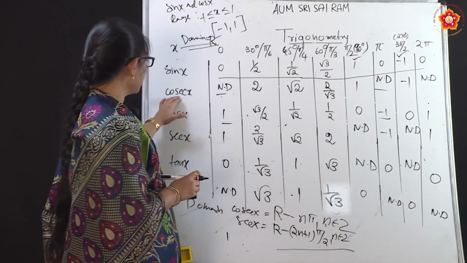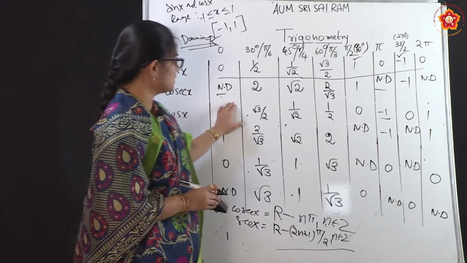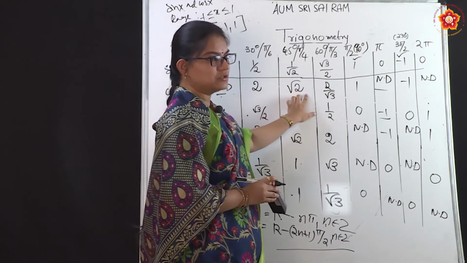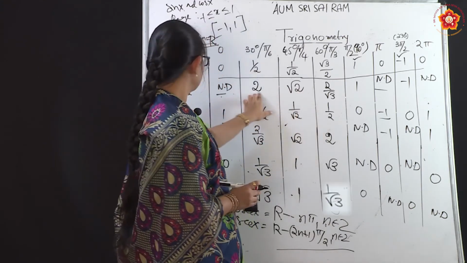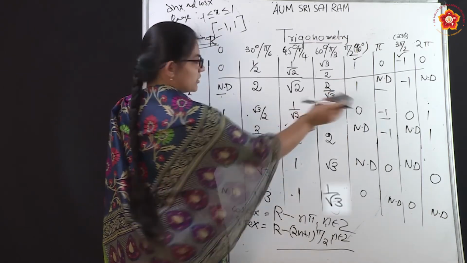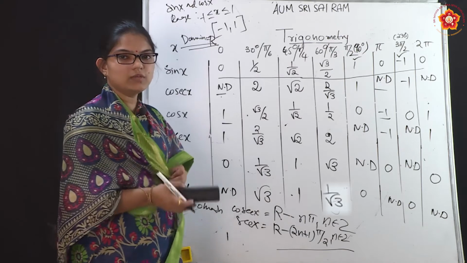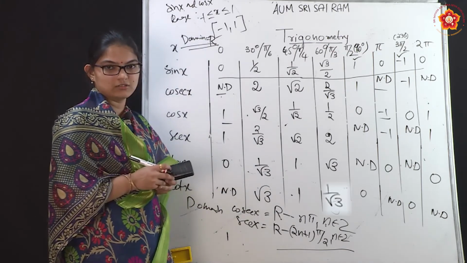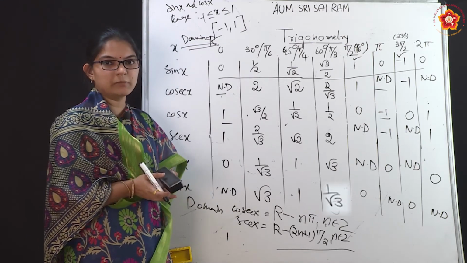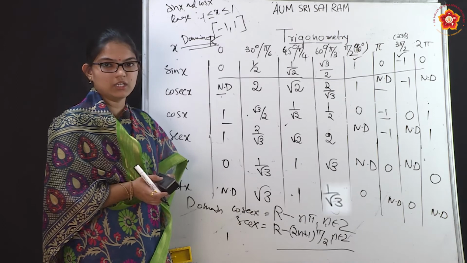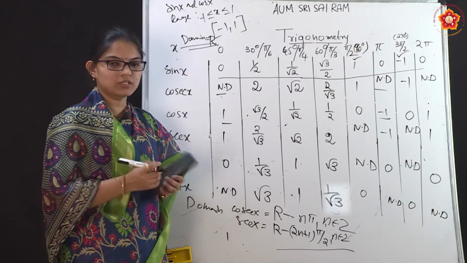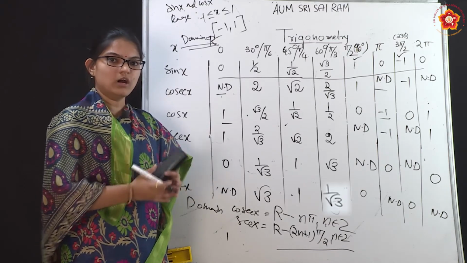Now coming to the range of cosecant x and secant x, just observe the values of cosecant x. What can we observe? Somewhere it is not defined, right? What do we mean by the not defined condition? Generally we represent the not defined condition by using infinity. Actually, infinity is used where we are not sure about the value. We don't know how much it is.